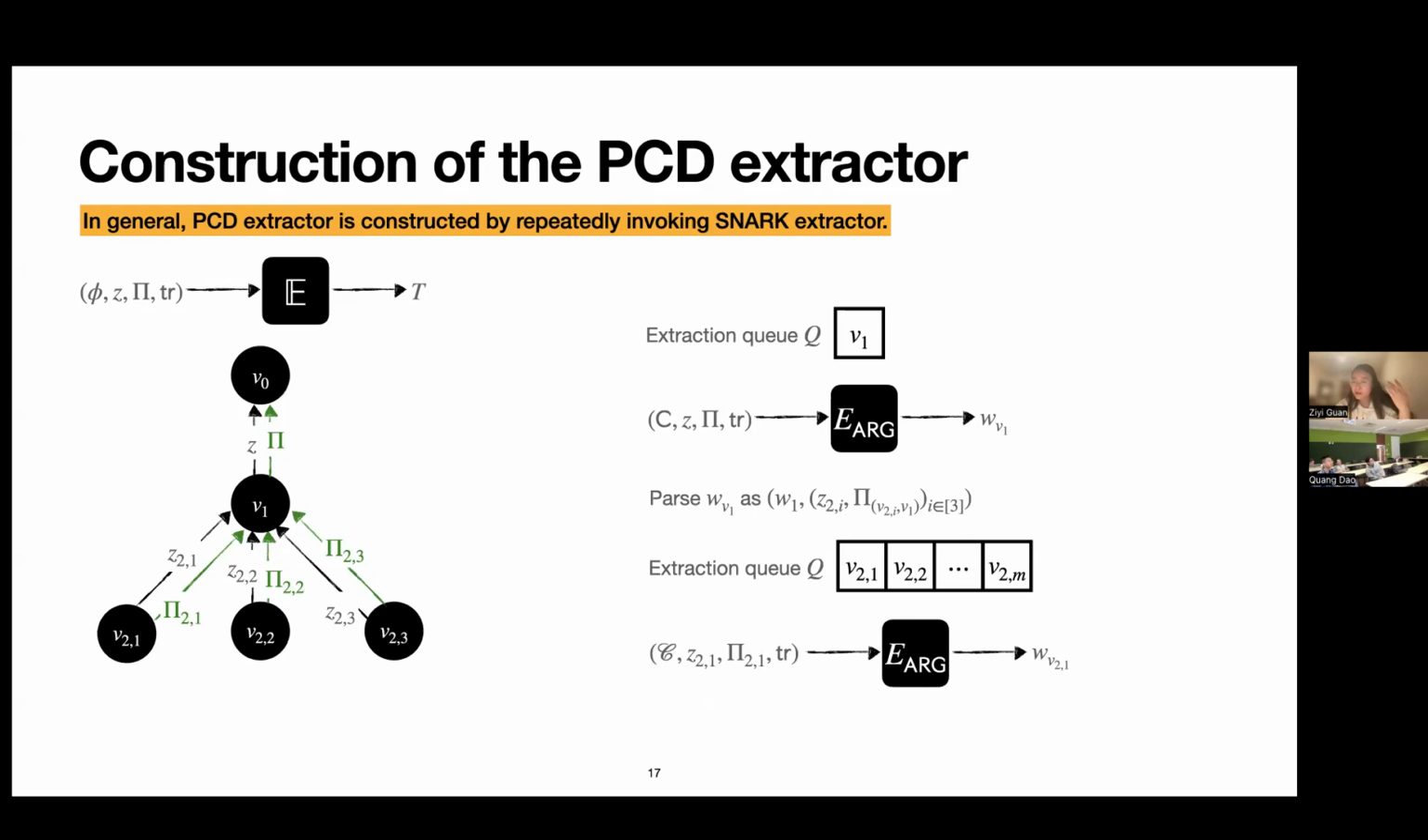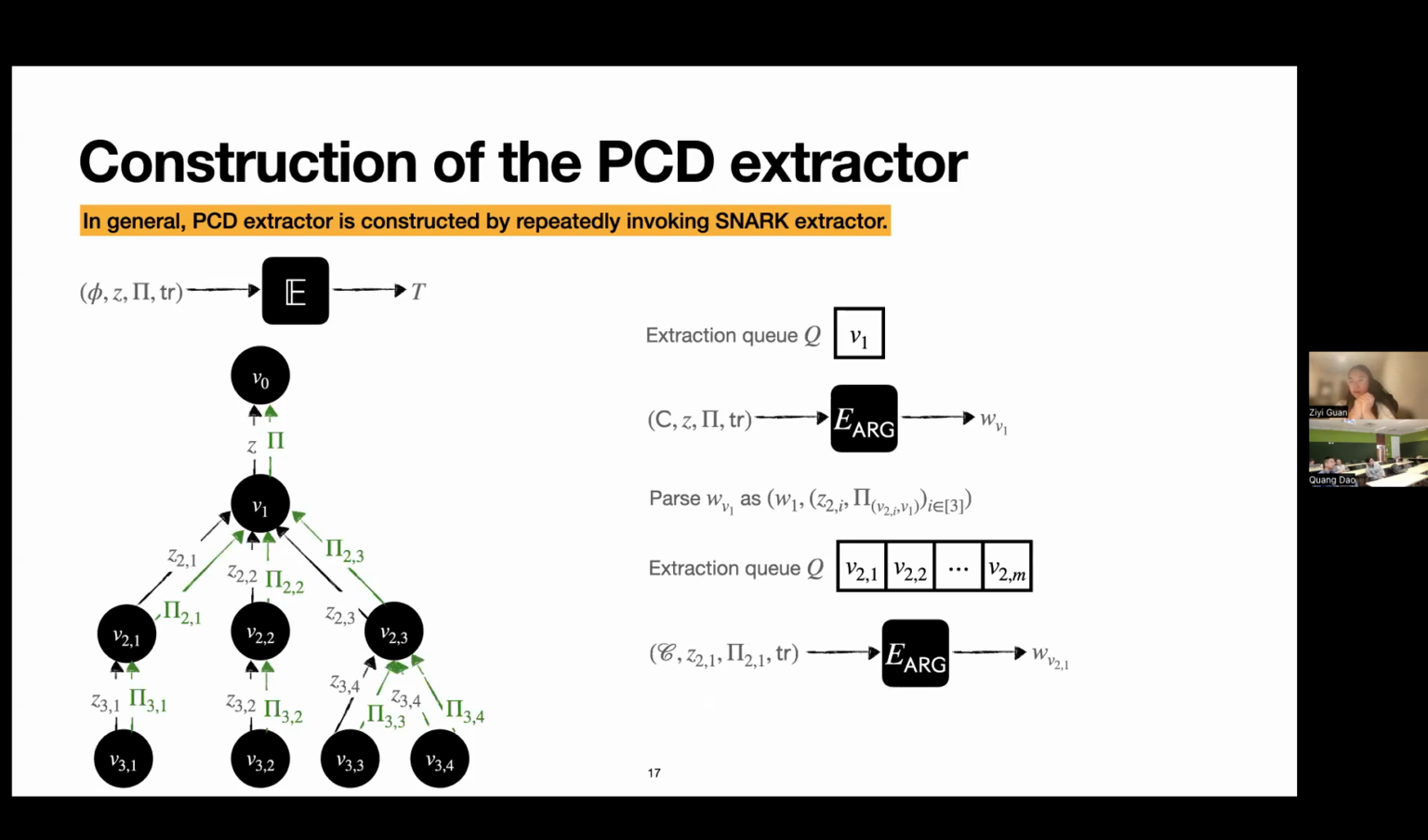And it runs the argument extractor one by one, and at the end, it's going to be able to finish. So now the extractor just does the extraction in one pass, instead of having to do this recursion between prover construction and extractor construction. Now it's much easier to construct. And this is a very, very natural construction of the PCD extractor.